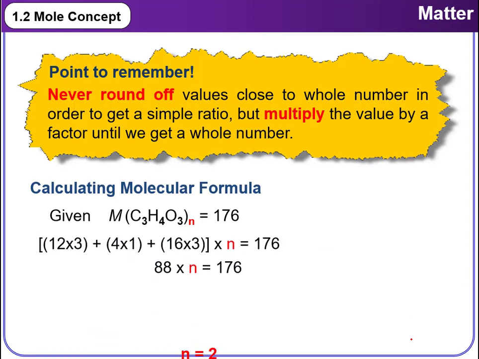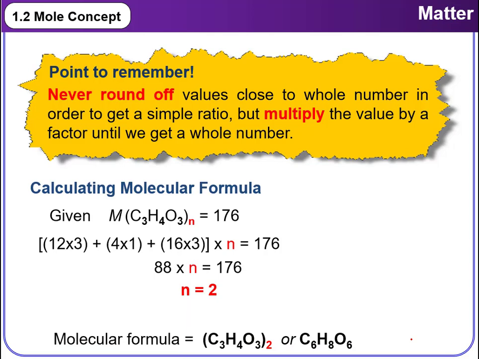Remember, never round off values that are not close enough to the whole number in order to get the simple ratio. But you have to find a factor. Multiply the value by a factor until you get the whole number. You cannot simply round off. You have to find a factor, then multiply by that factor.